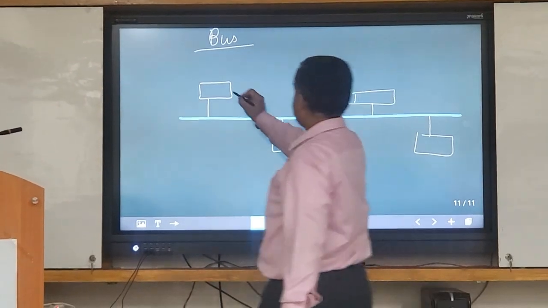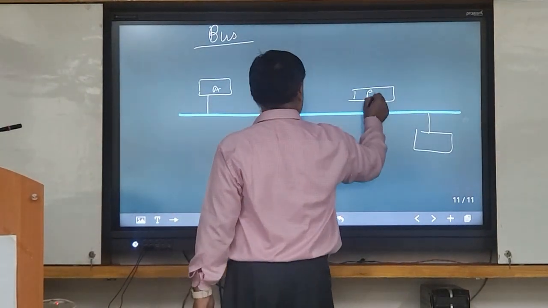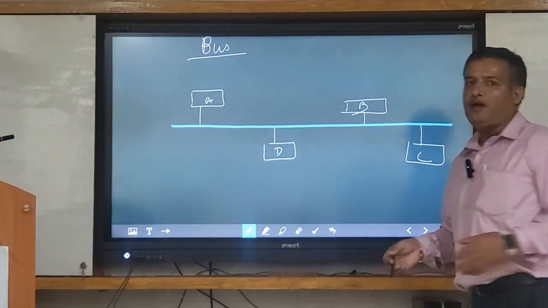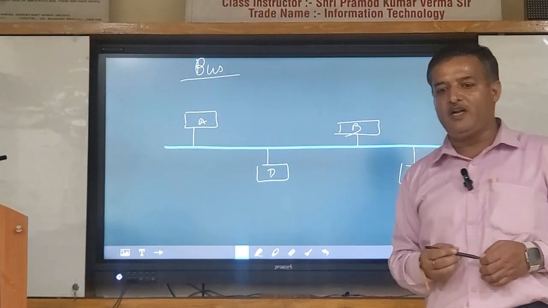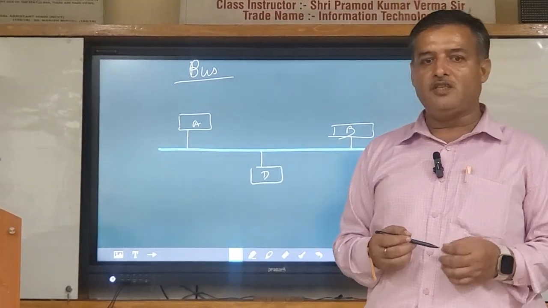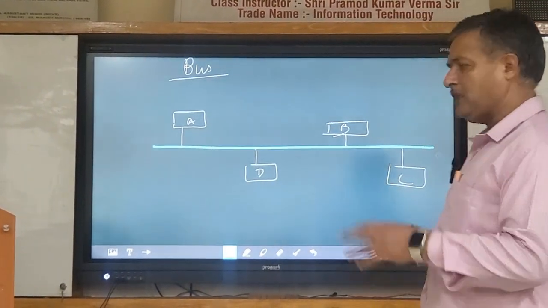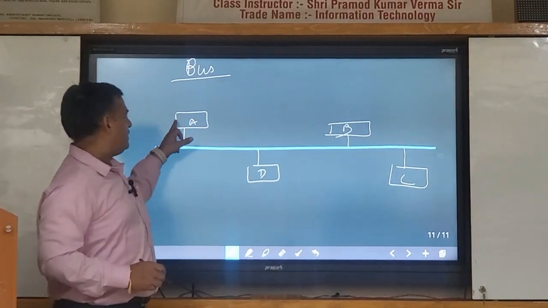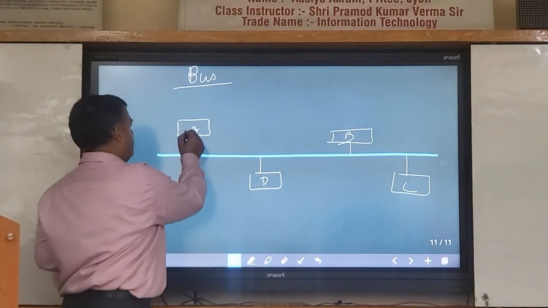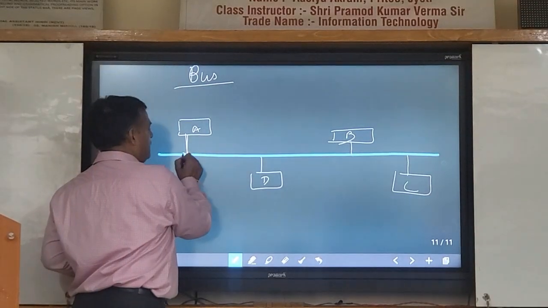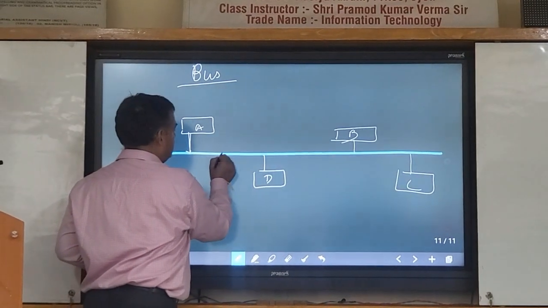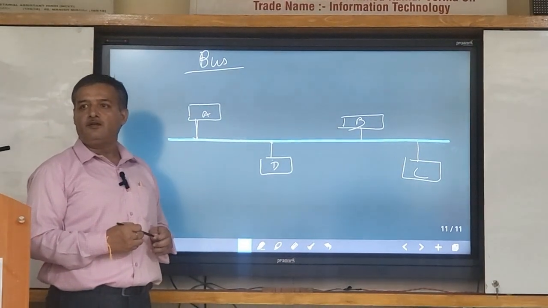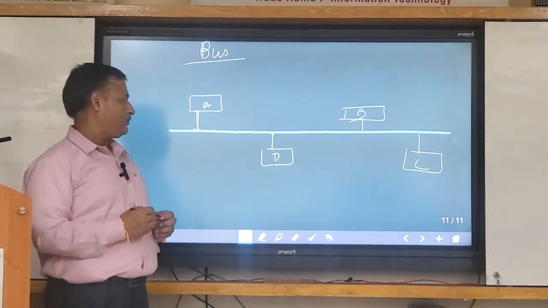So A, B, D, and suppose C. These four computers, I am taking the example of four computers again and again. You can just increase the numbers, the concept will remain the same. Suppose computer A wants to send a signal to B, it will send the signal. Through this path, the signal will travel and reach D.